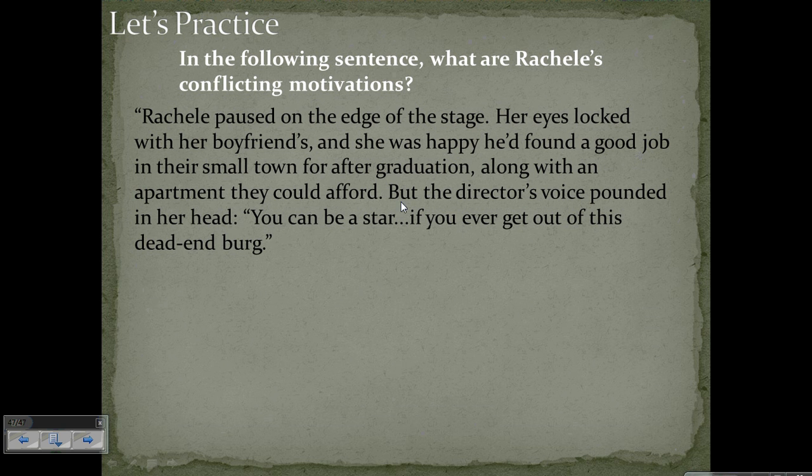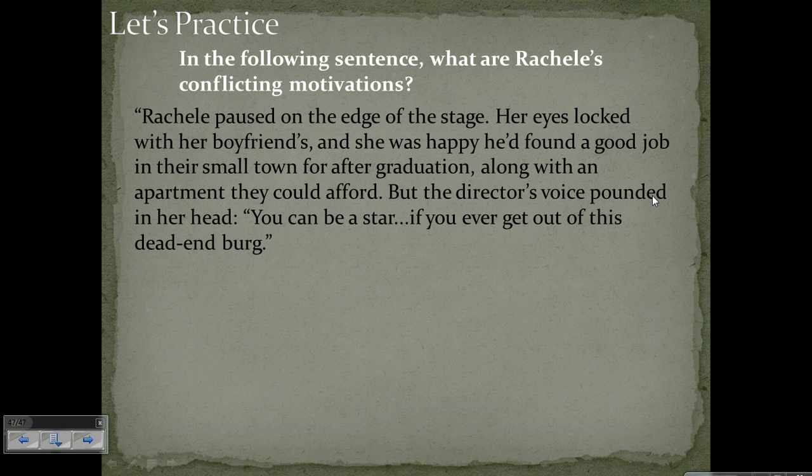Then we see this word right here, but. So now we know there's going to be a shift in her thinking: but the director's voice pounded in her head. So then we see another key word, pounded. So clearly whatever this director told her is resonating loudly because it's pounding. And when you pound something, it's forceful and it's loud. You could be a star if you ever get out of this dead-end burg.